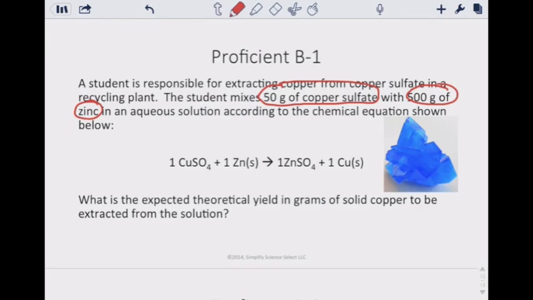And so the first thing we have to do is find out what the limiting reactant is. So when we're looking at it, we have 500 grams of zinc, and we have 50 grams of our copper sulfate. And so what we've got to do is find out how many reactions are actually produced. What's the limiting reactant? So when we do this, we do need the molar masses.